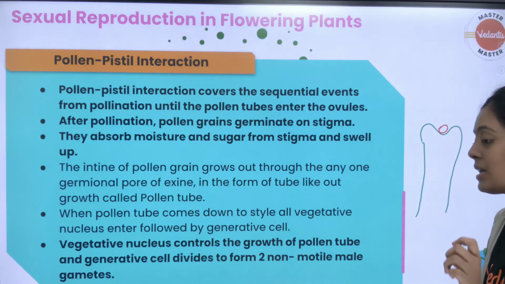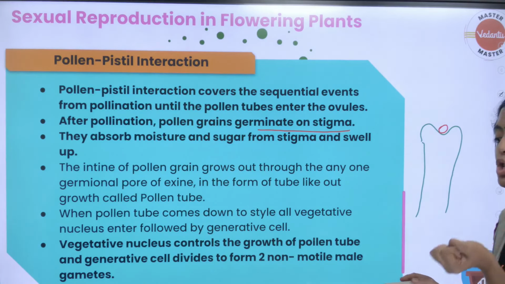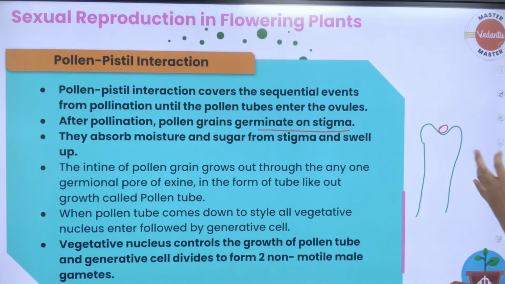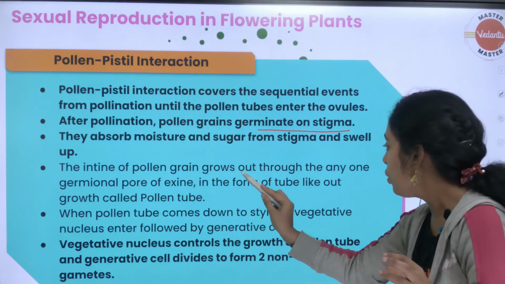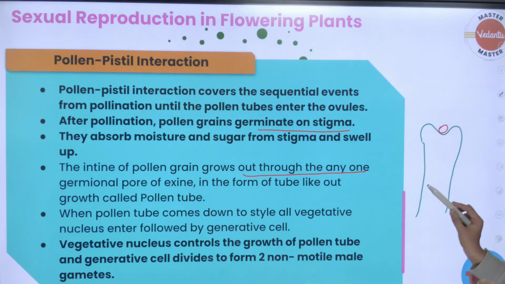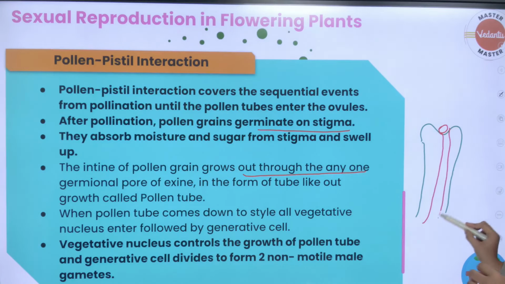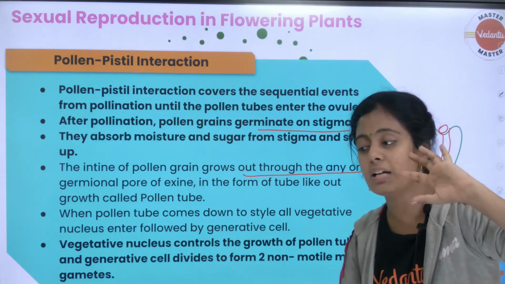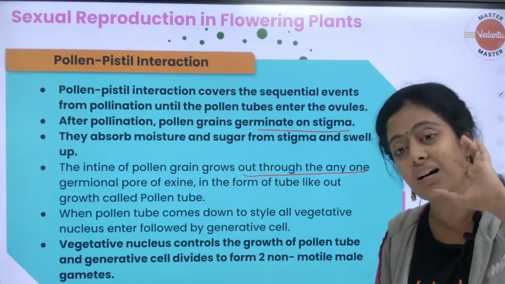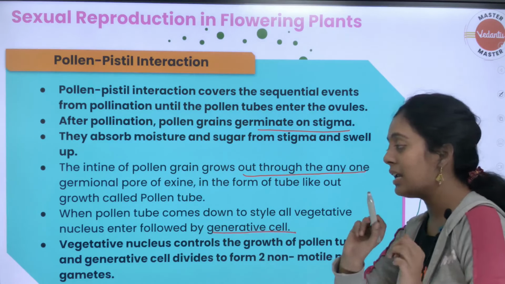Okay, so what happens? The pollen germinates on the stigma. They absorb moisture and sugar from the stigma and swell up. The intine of the pollen grain grows out through any of the germinal pores of the exine. Okay, and they are going to form a pollen tube. Indha mari oru pollen tube structure mari form panuvaanga. Okay, when the pollen tube comes down the style, the vegetative nucleus enters followed by a generative cell. So, modala vegetative nucleus povo, adukapra generative cell povo.